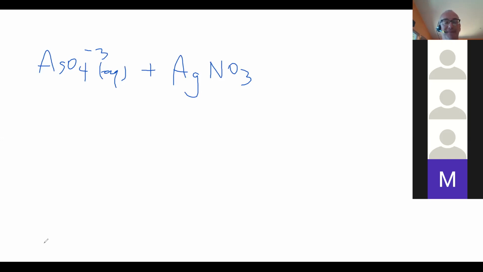Is that AG or AS? AS is arsenic and AG is silver. Oh, okay. So our reaction is arsenate. This is the reaction you're actually going to be doing. Arsenate ion plus silver nitrate.